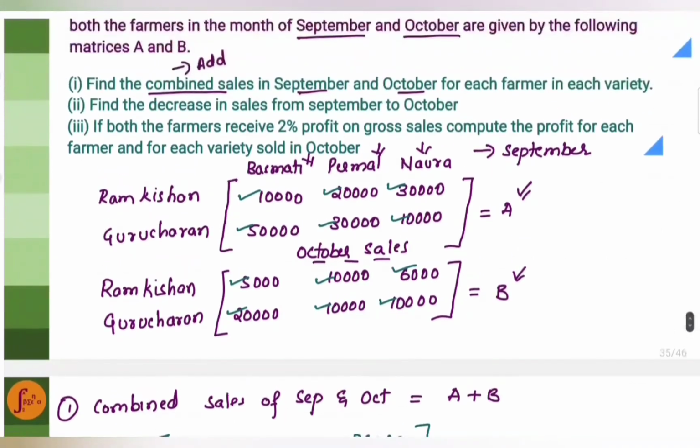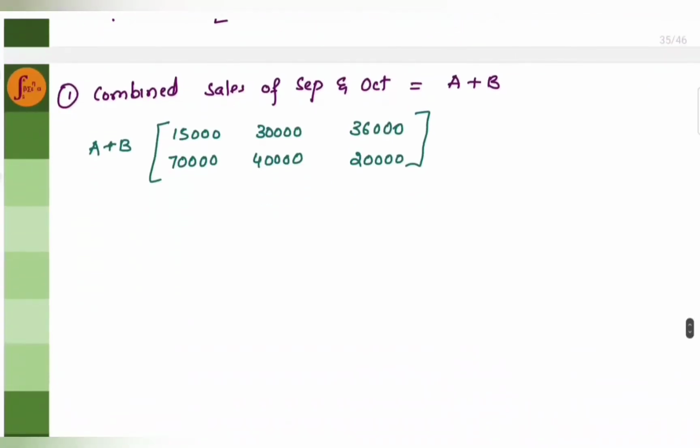The second one is to find the decrease in sales from September to October. Decrease in sales. That means you have to find the difference in the sales from September to October. So it is subtraction. So the second one is going to be the decrease. Remember this keyword: from September to October.